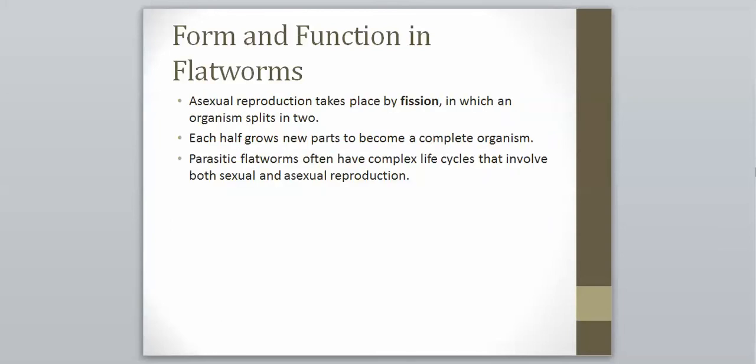Then asexual reproduction takes place by what is known as fission, in which an organism simply splits in two. Each half will grow new parts to become a complete organism. So basically some of these worms can literally just split in half, and then the two halves will grow new parts to become new organisms. And parasitic flatworms often have a complex life cycle that involves both sexual and asexual reproduction.